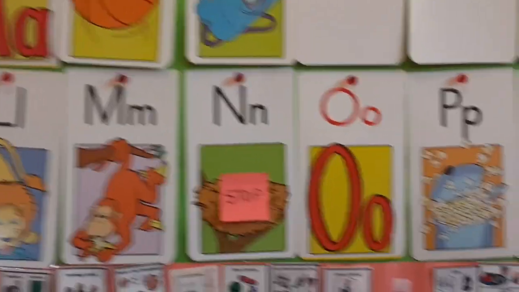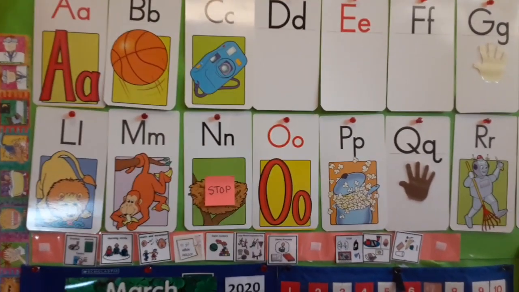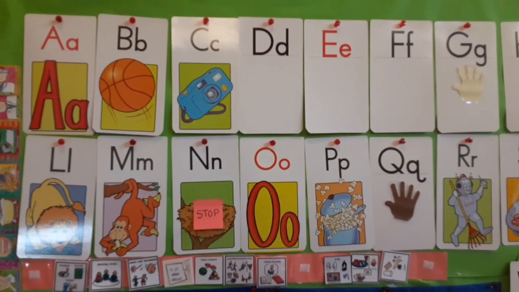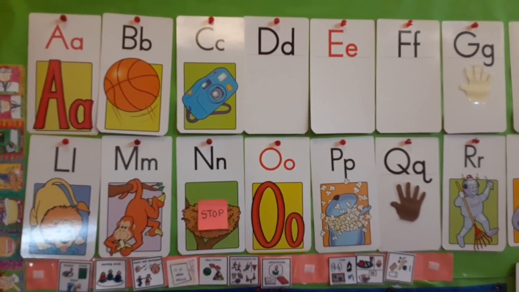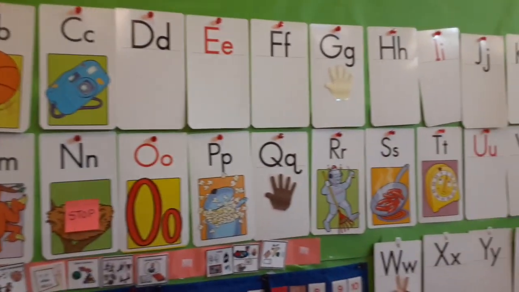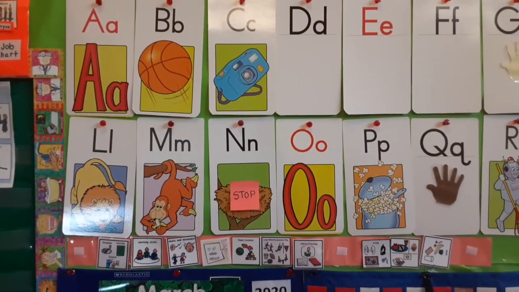N. So how we play this game, we will start with the letter A and we will sing our way to the letter N where we will stop. Okay? Are you ready? Here we go. A, B, C, D, E, F, G, H, I, J, K, L, M, N.